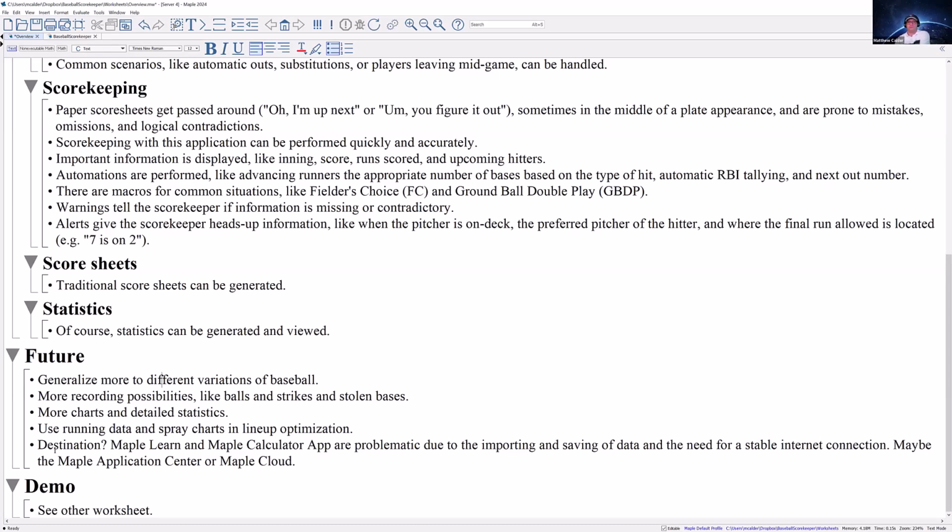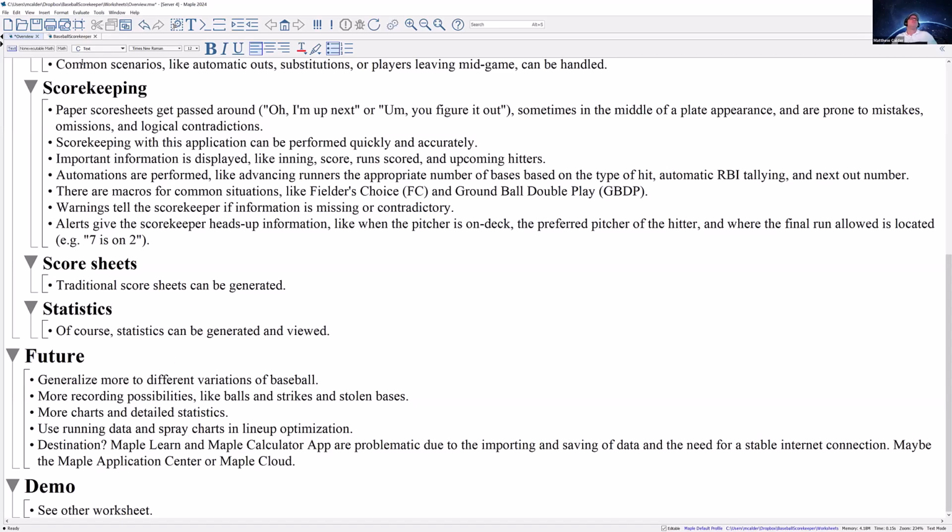And there's also the question of where this is going to go. Is it going to go in Maple Learn? Is it going to go in Maple Calculator, the Application Center, the Maple Cloud? If Learn or the calculator, there's the issue of data: importing data, exporting data, as well as saving data. So that may not work. So Maple Cloud or the Maple Application Center might be where this eventually goes.